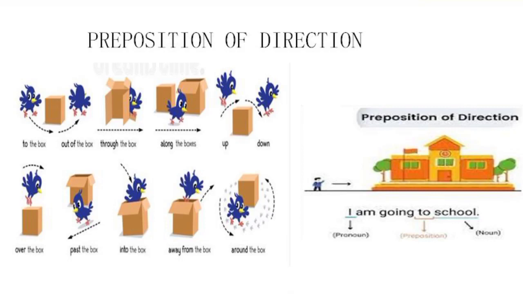So for example, to the box, out of the box, through the box, along the box, and so on. Let us take an example. I am going to school. Here, he is going to the school. It mentions the direction. He will go to the school, right? So here too, "to" acts as a preposition word. So these are the examples of prepositions.